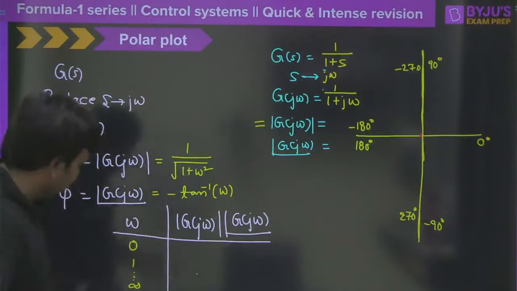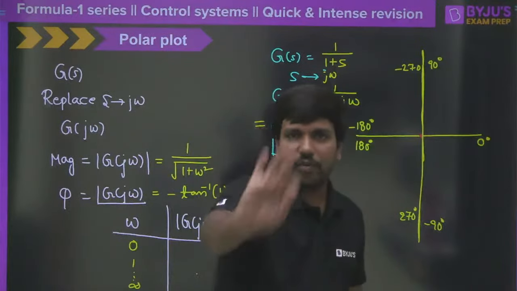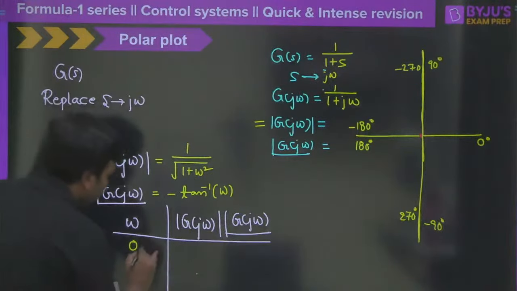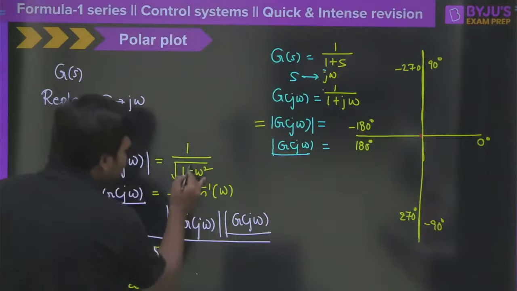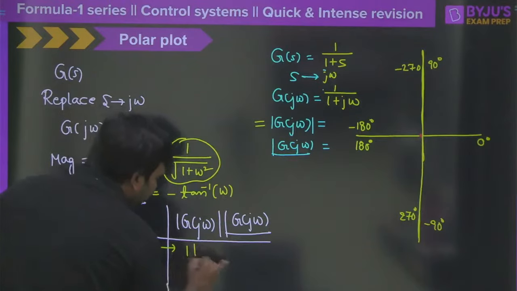Now listen carefully. Keep omega is equal to 0. Only 3 frequencies, not many frequencies. Only 3 frequencies are sufficient, 3 to 4 max. Omega is equal to 0. What would be the magnitude here? Keep omega is equal to 0 here. What will you have? 1, phase of 0 degree.